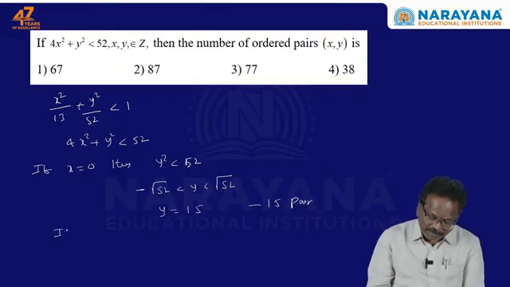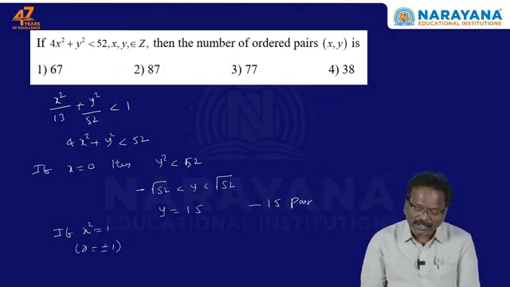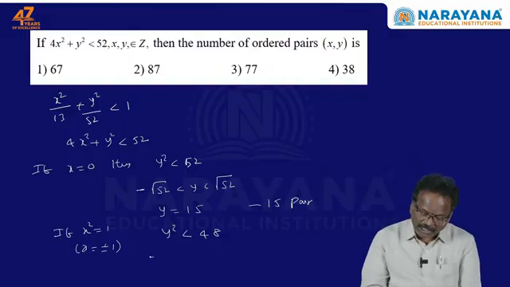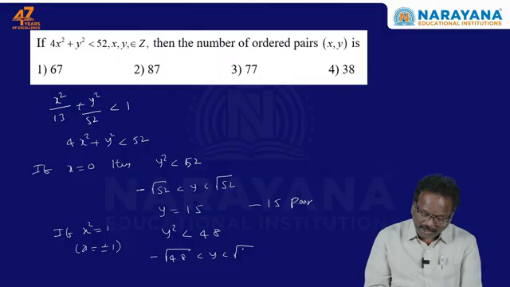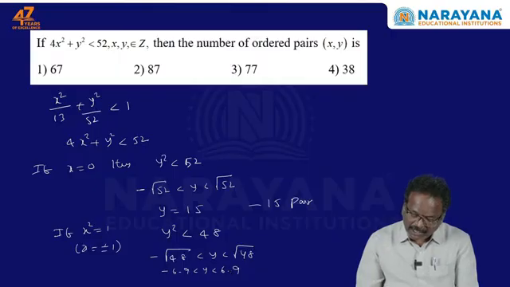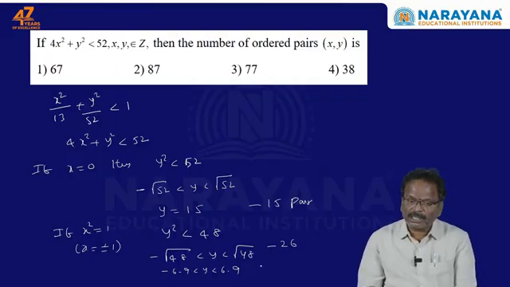Suppose x square is 1, which means x equals plus or minus 1. How many integral coordinates are inside the ellipse? Substitute x square equal to 1 in the given inequality: y square is less than 48. So y lies between minus root 48 and plus root 48, that is, between minus 6.9 and plus 6.9. Here 13 values are possible for y. With x equal to plus or minus 1 and 13 values of y, the total number of ordered pairs is 26, since with plus 1 there are 13 and with minus 1 also 13 pairs.